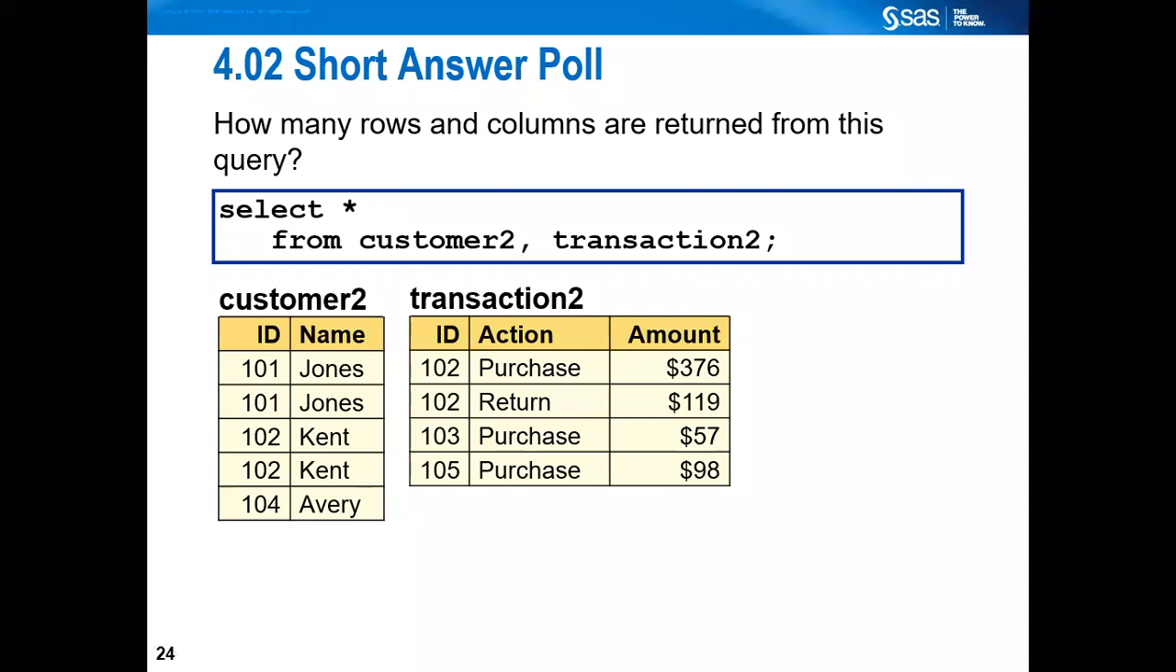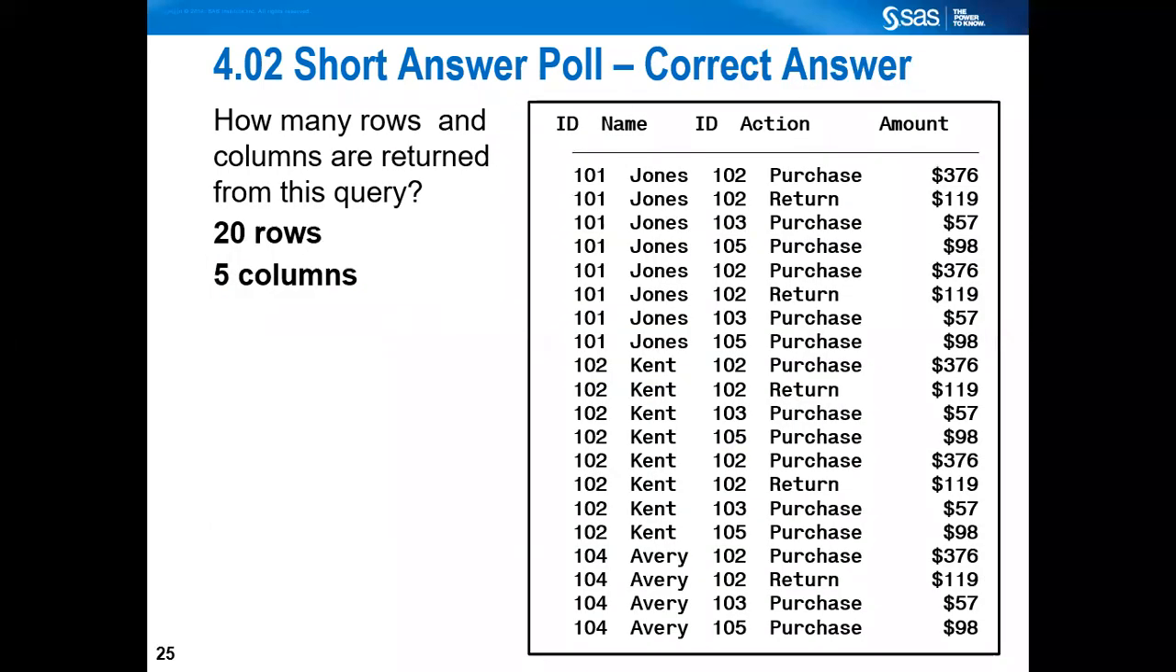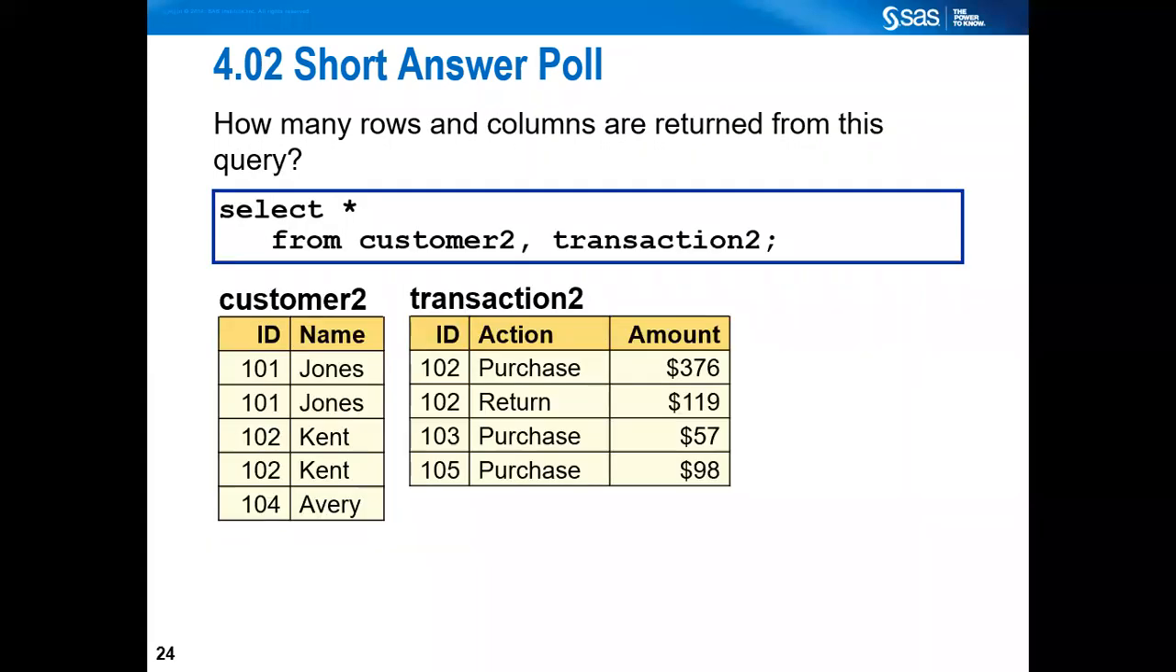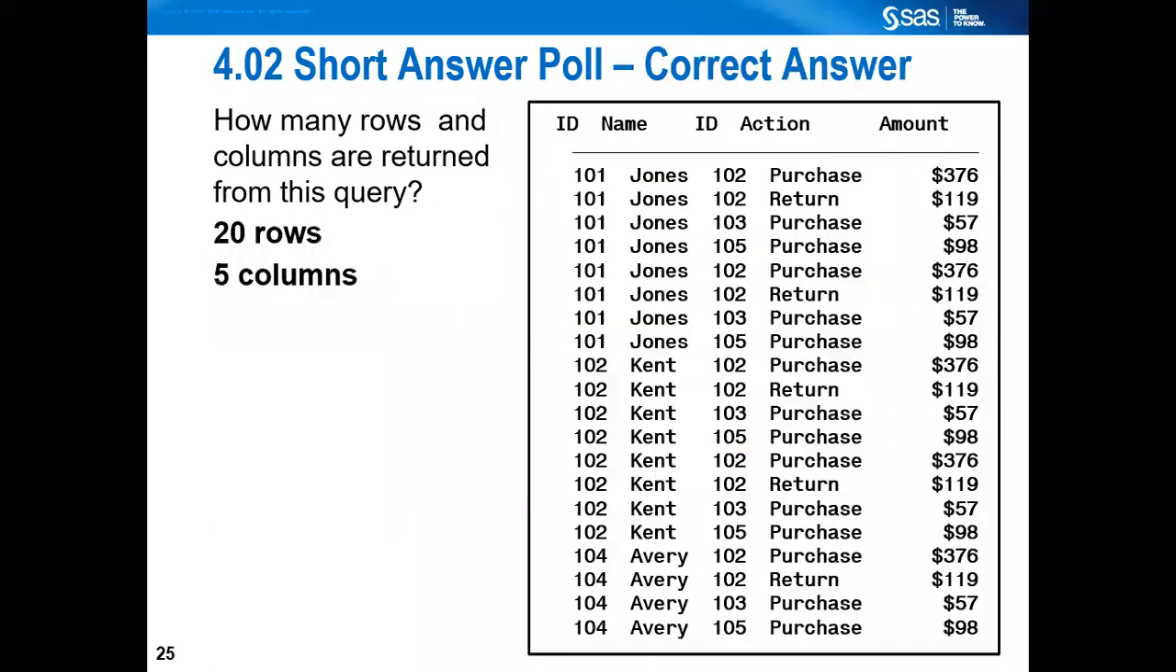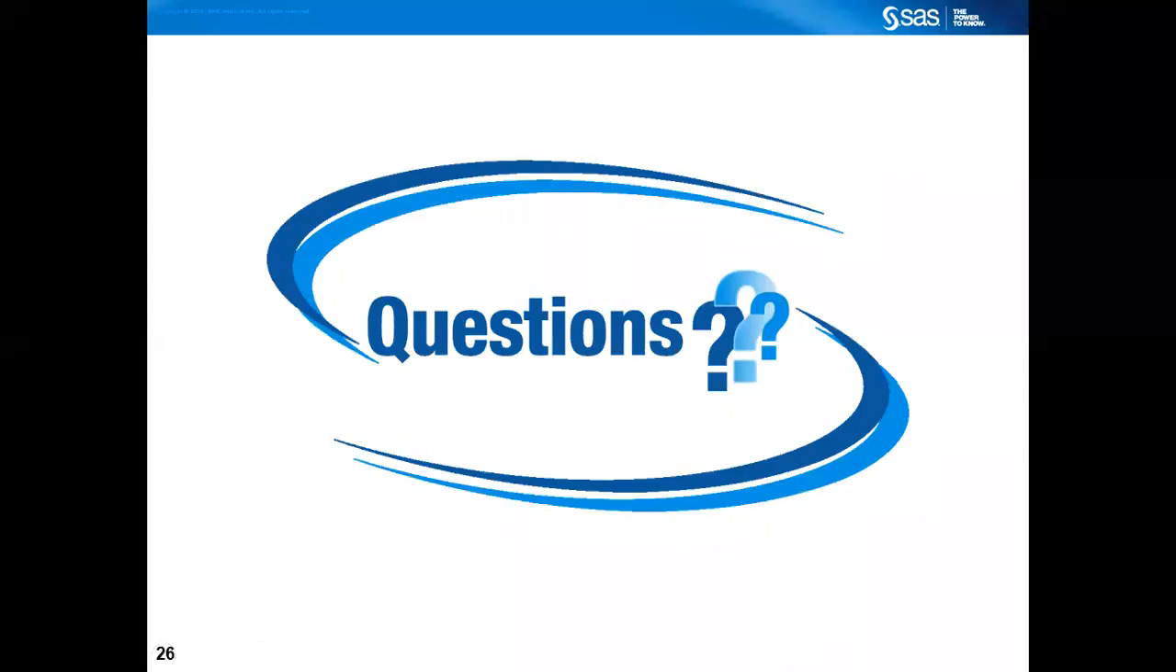It's 20 rows, 5 columns. Correct. 5 rows from the first table, 4 rows from the second table, 5 into 4, 20 rows. And how about the columns? There will be 5 combining both of them. So it will select all the columns from both the tables, irrespective of matching or non-matching columns. Correct? So ID and name from the first table, ID, action, and amount from the second table. That's it.